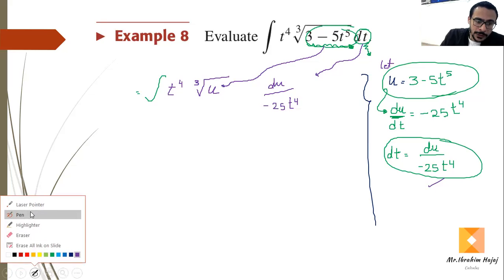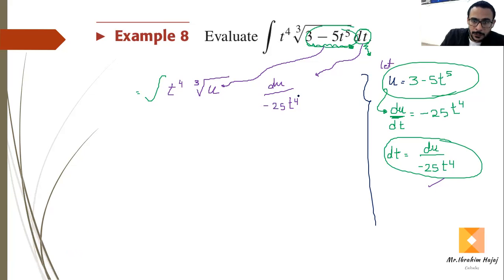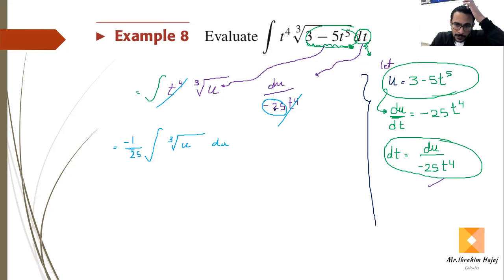Now all the equation is in terms of u, except the two parts I have to eliminate, which are t. Remove any t in the question and replace it with u. The t to the power of 4 cancels with the t to the power of 4. The integral of the cubic root of u du over negative 25. Of course I can write it here as negative 1 over 25. Understood? Yes, Mister. Okay, guys. Negative 1 over 25 is a constant, leave it.